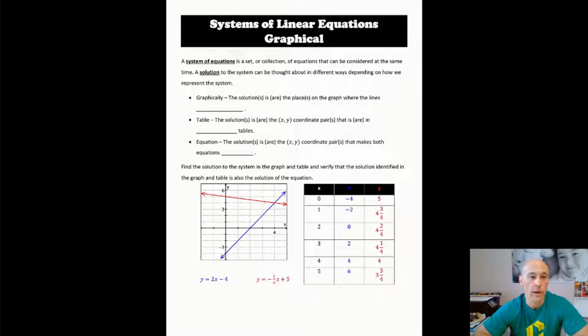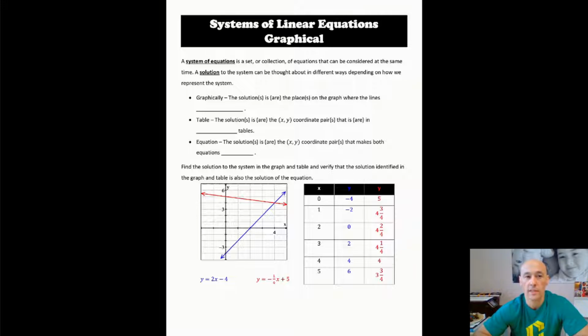Systems of linear equations, graphical. A system of equations is a set or collection of equations that can be considered at the same time. A solution to the system can be thought about in different ways depending on how we represent the system: graphically, in a table, or as an equation, which we also call algebraically.